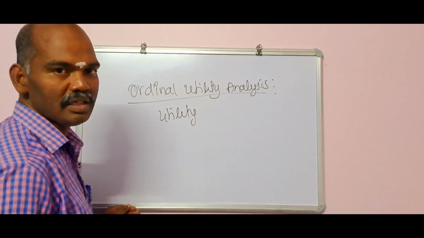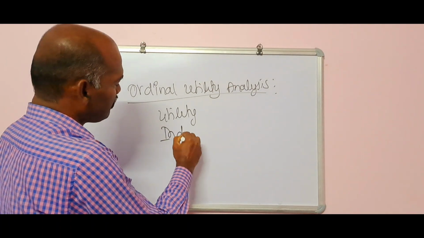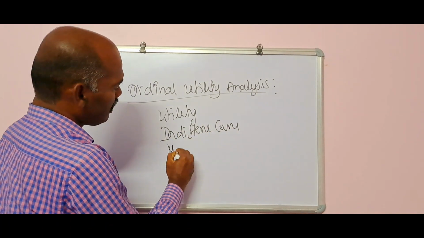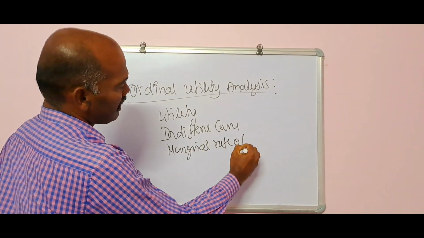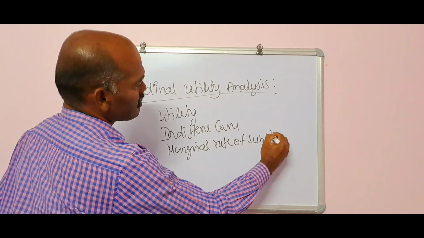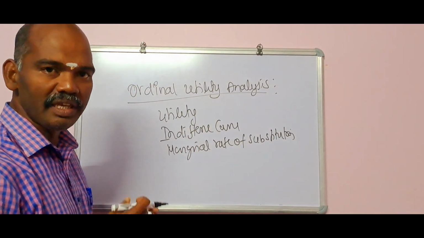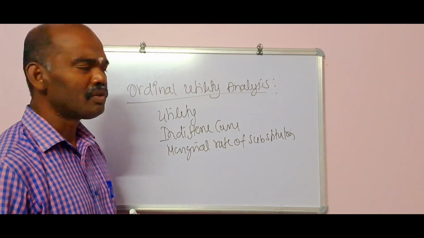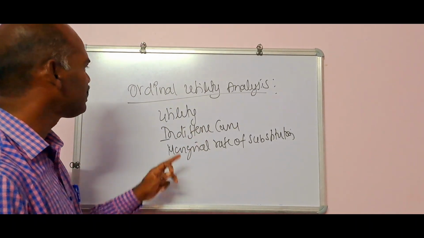The first one is utility. The second one is indifference curve. The third one is marginal rate of substitution. So only these three words are good enough to make a detailed write-up about the ordinal utility analysis. So the other day what we have discussed about ordinal utility analysis.